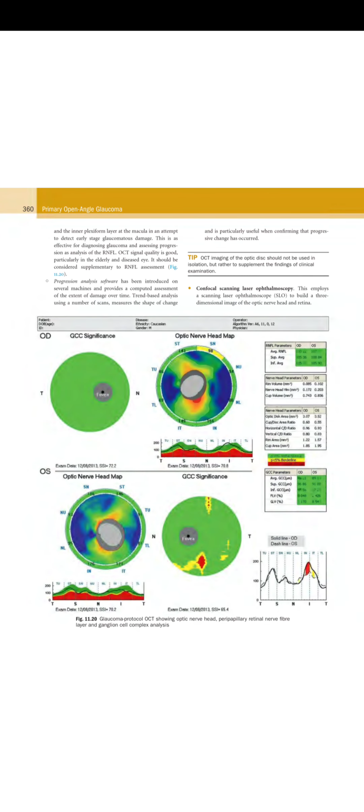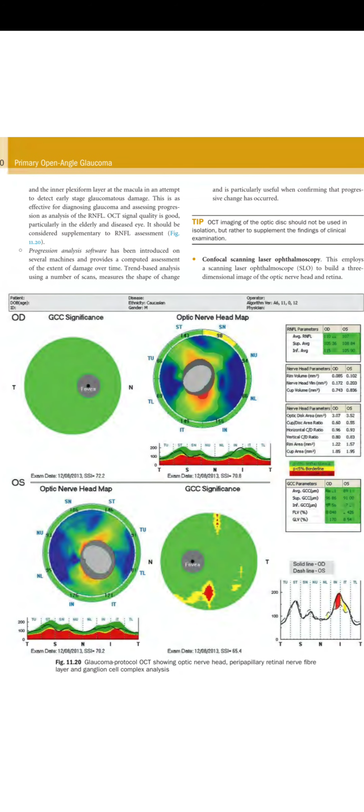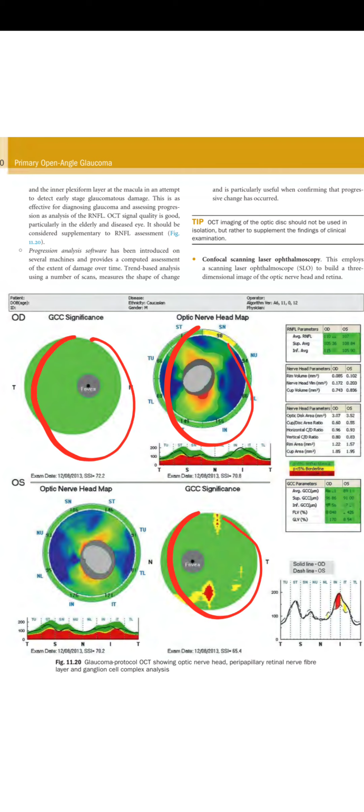Next is a confocal. So this is also a glaucoma protocol OCT showing the optic nerve head, peripapillary retinal nerve fiber layer, and the ganglion cell. This is showing the ganglion cell complex, and this is showing the thinning. This is of the right eye, this is of the left eye. The left eye is showing the ganglion cell is thinned in this case.